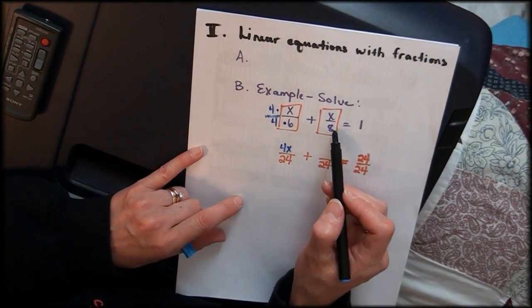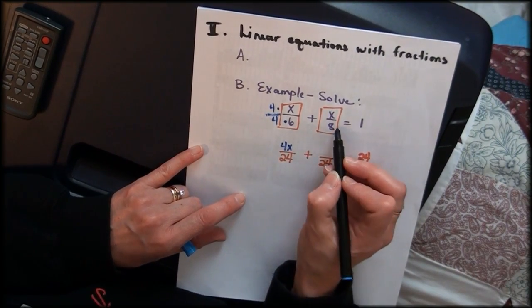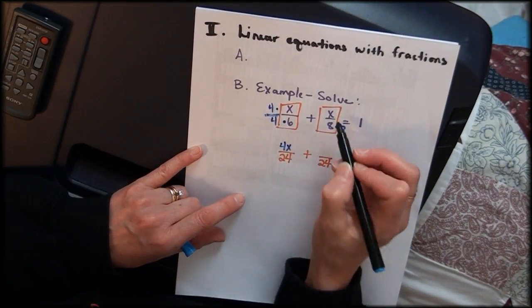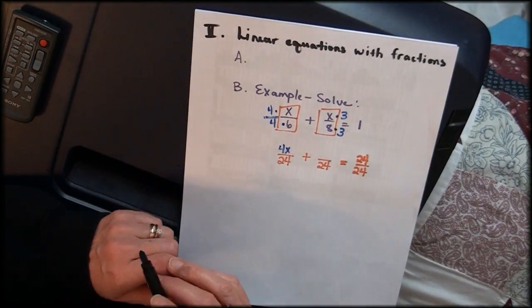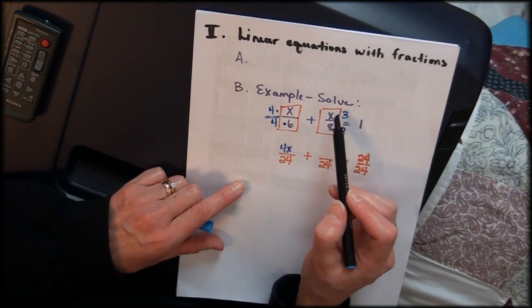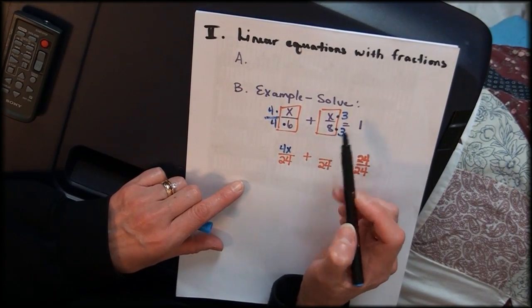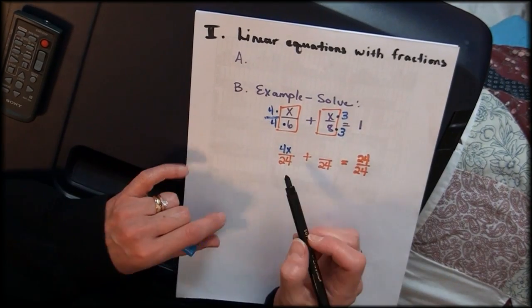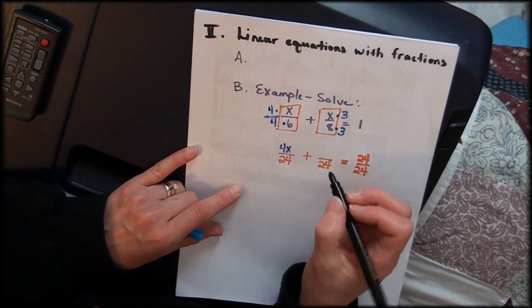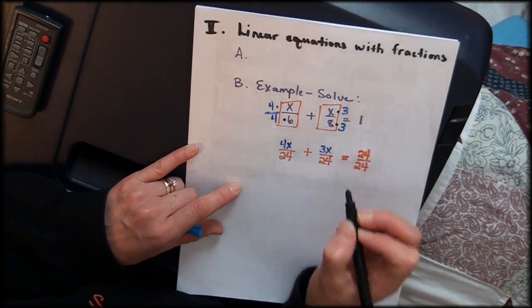Same thing's going to happen over here. To convert the 8 to a 24, I need to multiply it by 3. And that means I need to multiply the numerator by 3. Once again, so I don't change the value of this fraction, only the looks of it. 3 over 3 is essentially a 1, so I haven't changed the value. So this becomes a 3x over 24.